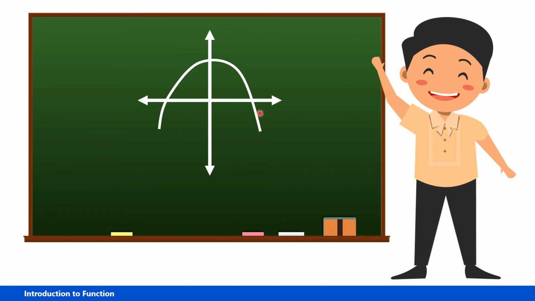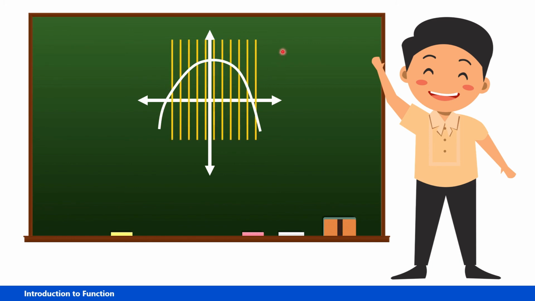Para mas lalo pa nating maunawaan, let us have an example. So using the vertical line test, we will identify the graphs of a function. Okay? So meron tayo ditong unang graph. So maglagay tayo ng vertical lines and identify natin kung sila ba ay nag-intersect sa isang point. So as you can see, wala tayong nag-intersect na point ng higit sa isa dito sa ating vertical line. Therefore, this graph is a function.